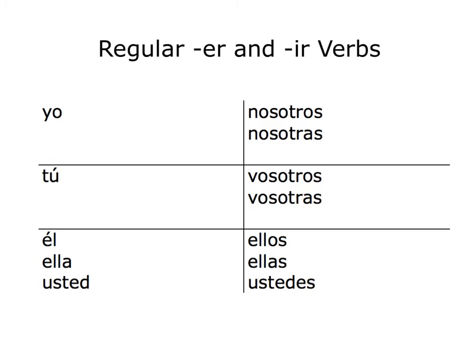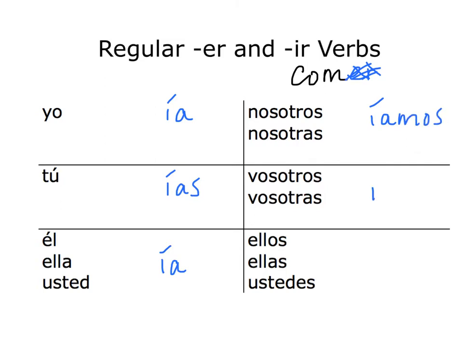Let's do ER and IR verbs. These are also pretty easy. So if we start with something like comer, we'll chop off the infinitive marker and add our endings. These all have accents. Comía, comías, for él, ella, and usted, comía, comíamos, comíais, that's a lot of vowels in a row, and comían.